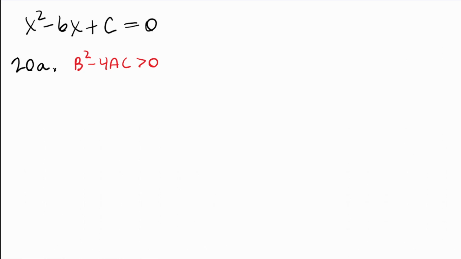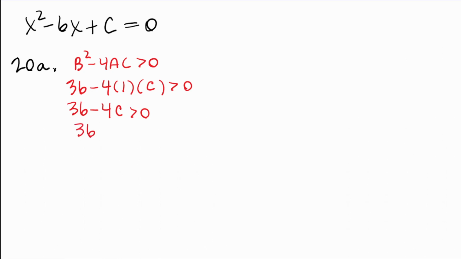So we're going to set up an inequality and solve it like we did in the first unit of this class. So b squared is 36 minus 4 times a times c, which is what we don't know, and that's greater than 0. So 36 minus 4c is positive, so 36 is greater than 4c. If I add 4c to both sides and divide both sides by 4, I'd get 9 is greater than c. So that will be true when c is less than 9.